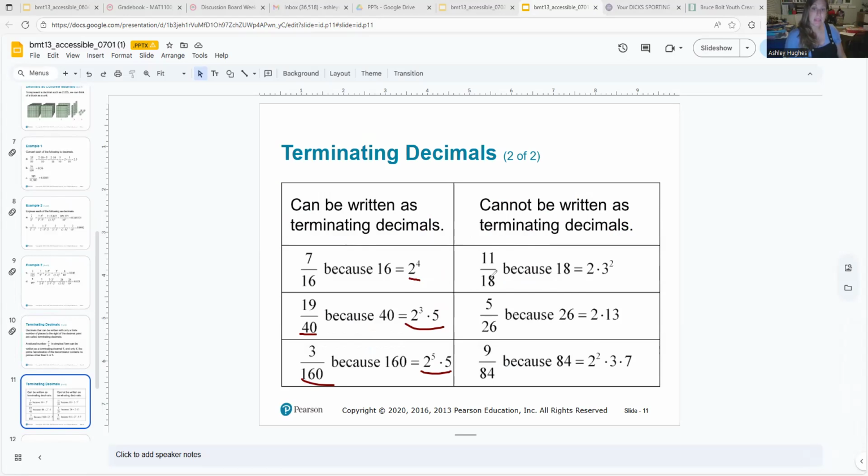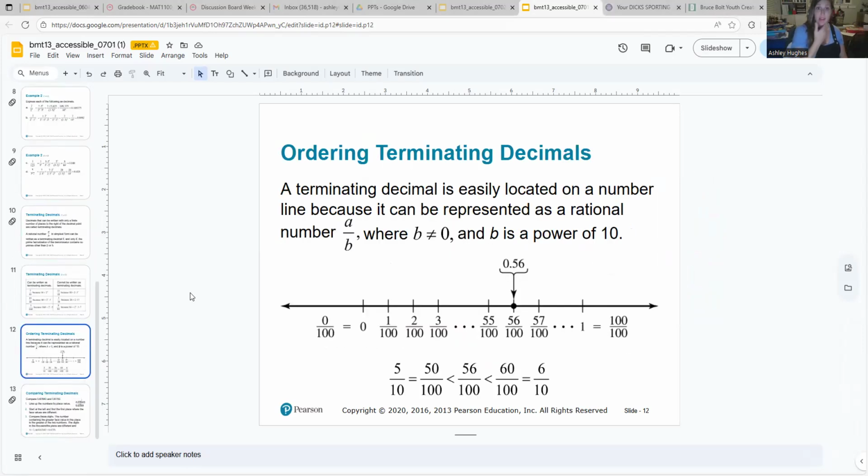Whereas these are going to be repeating decimals, because if I was to factor 18, 18 is 9 times 2, and then 9 is 3 times 3. And so the prime factorization is 3 squared times 2, and this factorization is not only 2s and 5s. So that means it's going to be a repeating decimal. Same here and same there. Because the 2 and the 5, remember, give you that 10, since we're in a base 10 system. The terminating decimals are easily plotted on a number line because they're represented as rational numbers. So it's easy to see where they would be.